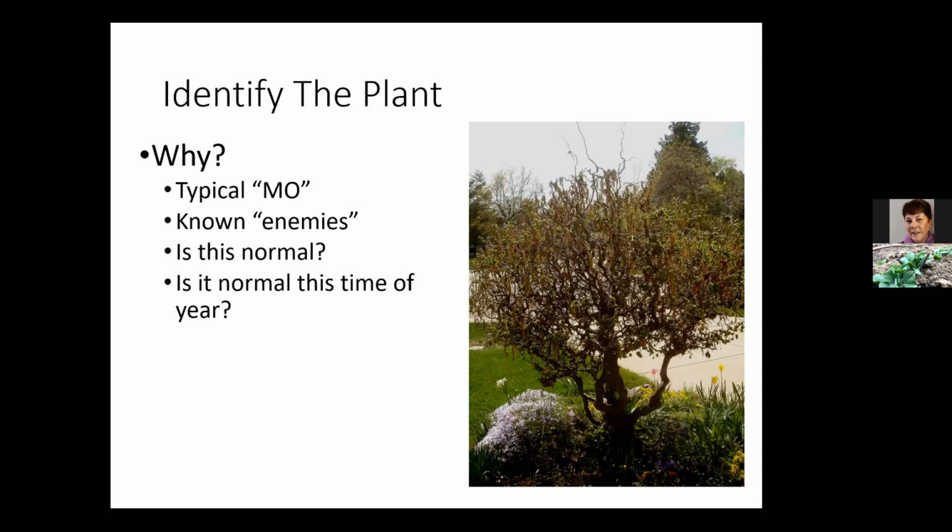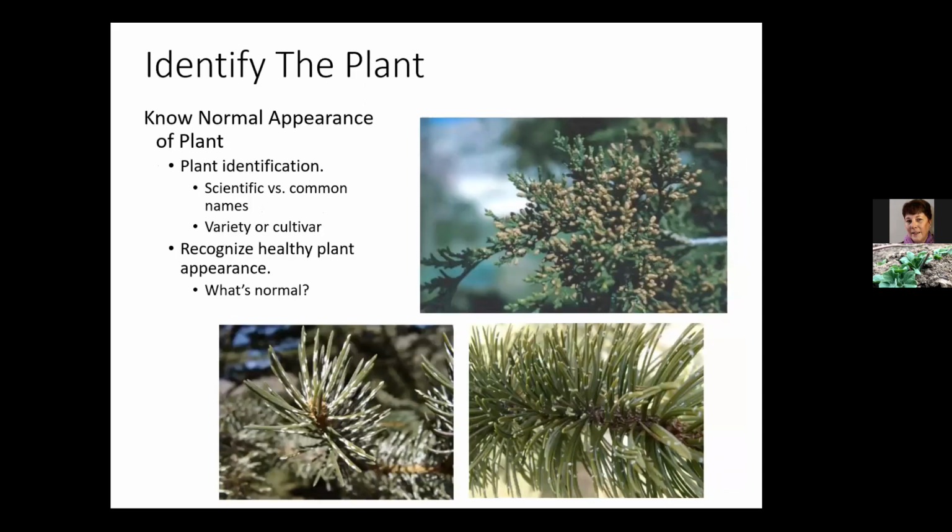So for example, in these particular pictures, knowing the normal appearance of the plant is really important. The upper picture in this one are juniper berries on a plant. These are the flowers of the junipers, but I have had people bring this to me and say, what are these galls on my juniper? And it's like, they're not galls. This is normal for the plant.